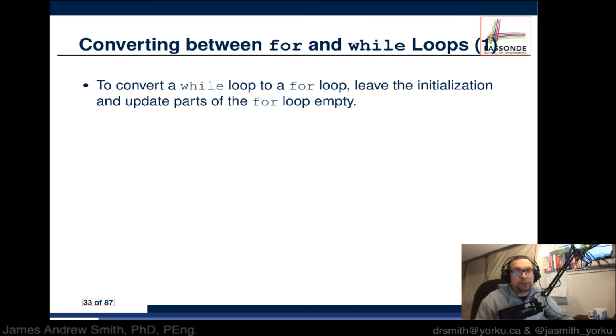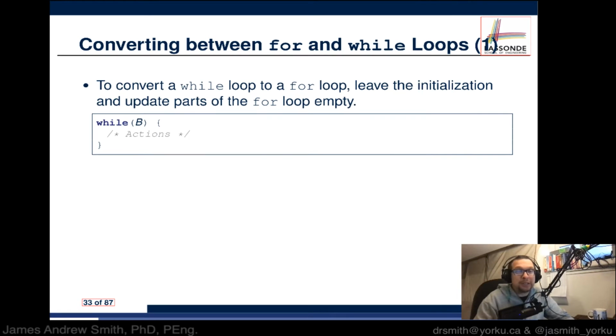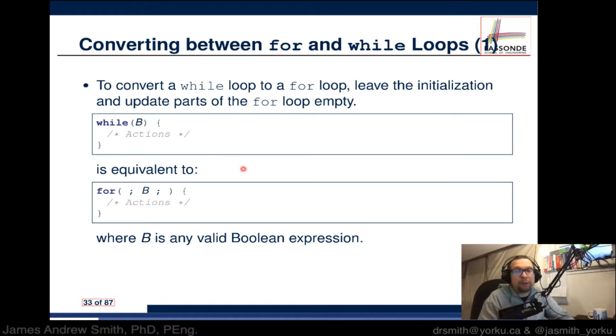Alright, so to convert between for and while loops, to convert a while loop to a for loop, we want to leave the initialization and update parts for the for loop empty. So when we take a look at a while loop, it's the keyword while, and then there's two parentheses, and then there's something in here. This is the test condition for the while loop. Now, for a for loop, the test condition is right here in the middle between that semicolon and that semicolon. The space just before that semicolon is for the initialization of the counter, and then this space right here is for the updating of the counter.